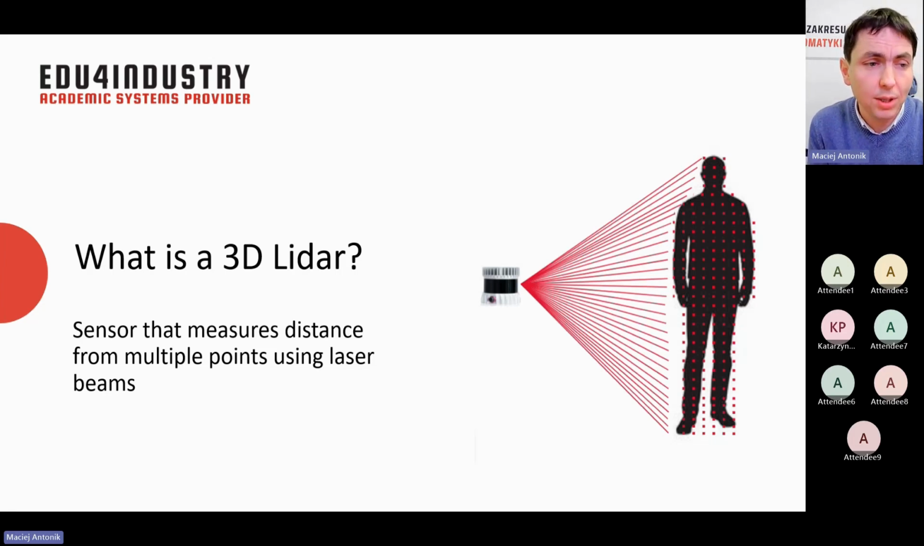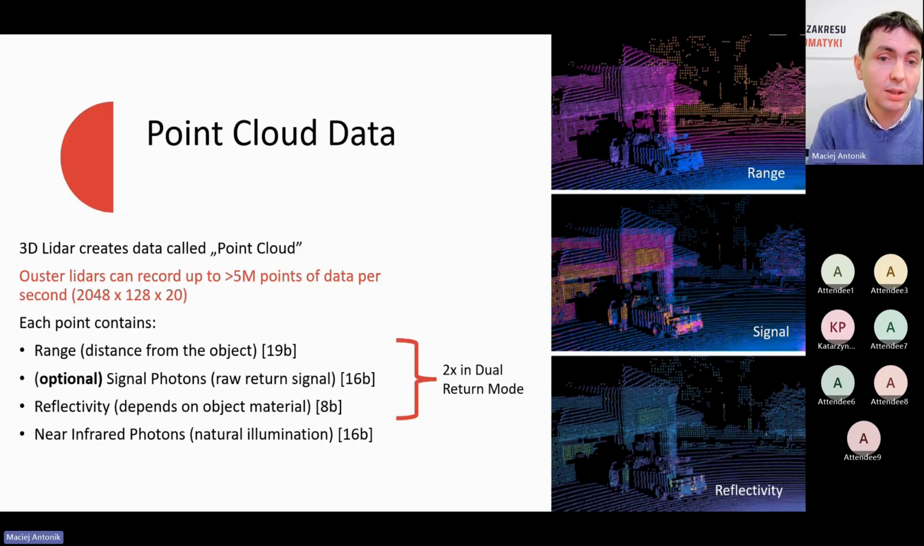So a 3D LiDAR is a sensor. It's a type of sensor that measures distance to multiple points around the sensor, and it's using laser beams to measure that distance. The LiDAR returns data in the form of a point cloud. So a point cloud is basically a number of points that are returned from the LiDAR. And each of those points is not just a single number, but each of those points carries a lot of information about every single point around the LiDAR.